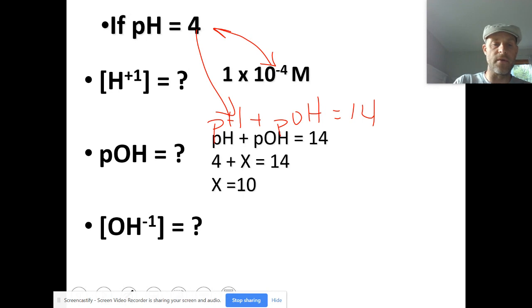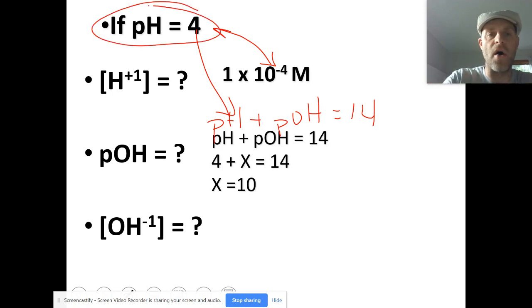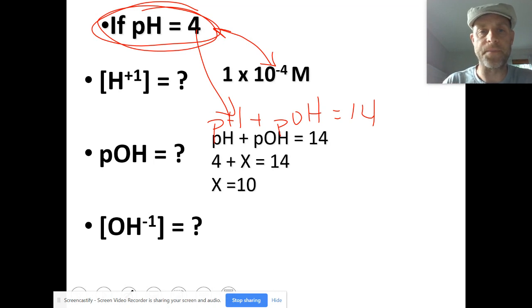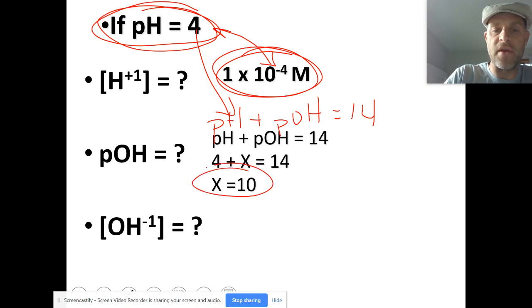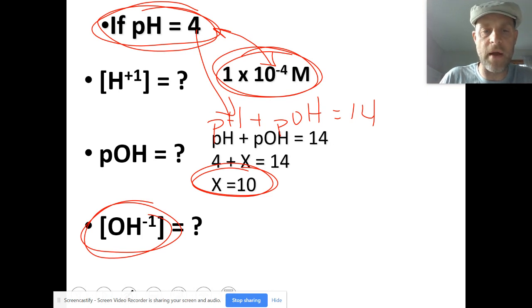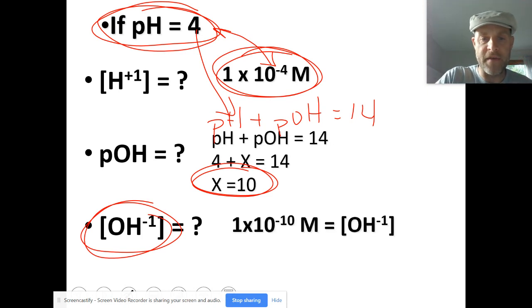Well, what's the concentration of OH? What I'm trying to show you is that I can solve all of these questions with only the pH. I can tell you the concentration of hydrogen ions, the pOH, and also the concentration of OH ions. Remember how that works: if pOH is 10, that's the same as saying the OH concentration is 1 times 10 to the negative 10.